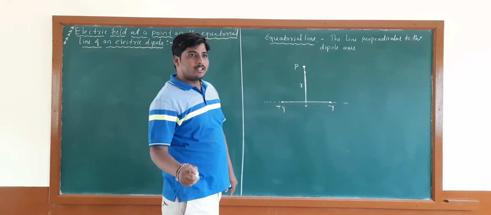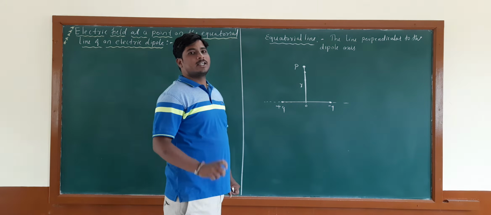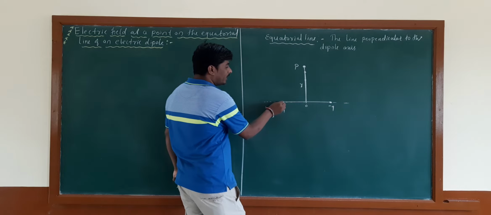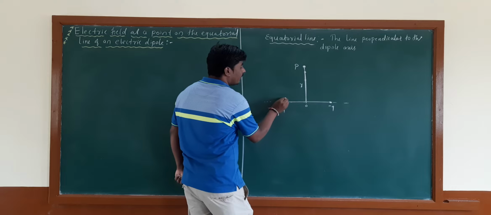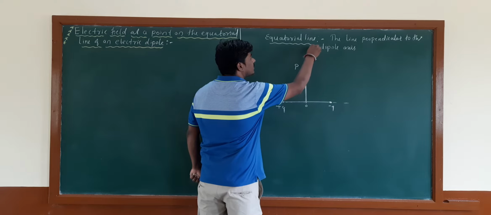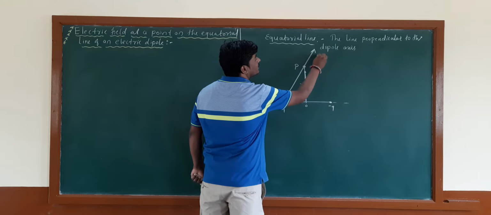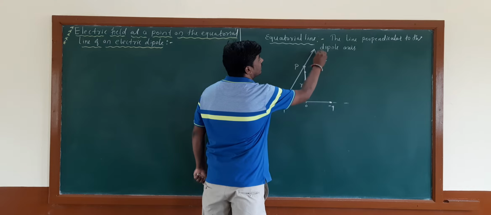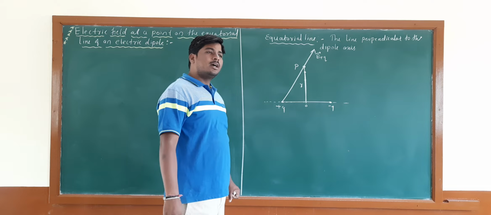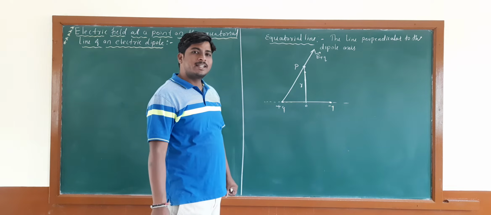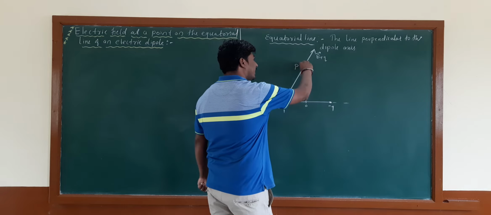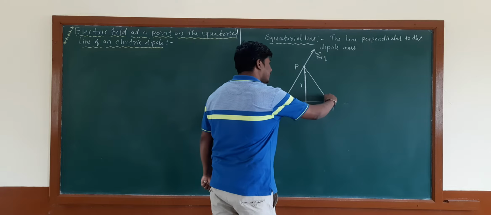The electric field due to the positive charge is always away from the charge. We know this. So the electric field due to the positive charge is going away from the positive charge. Say here like this. This is the electric field due to the positive charge, that is E plus. Then what is the electric field due to the negative charge? It is towards the charge.